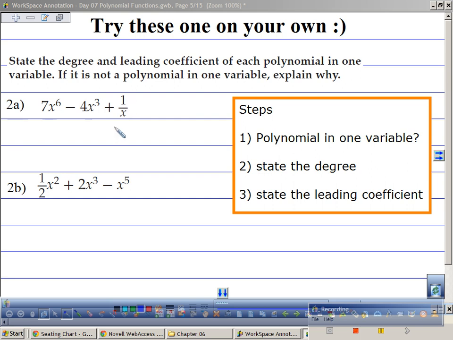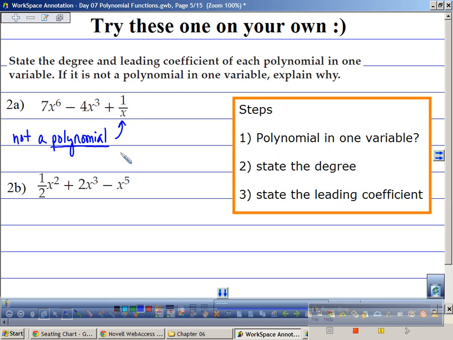Is this a polynomial in 1 variable? No, because the x. Not a polynomial in 1 variable because it's not a polynomial. Right? Yeah. Right there. It's not a polynomial. What about this one? Yes, this is a polynomial.